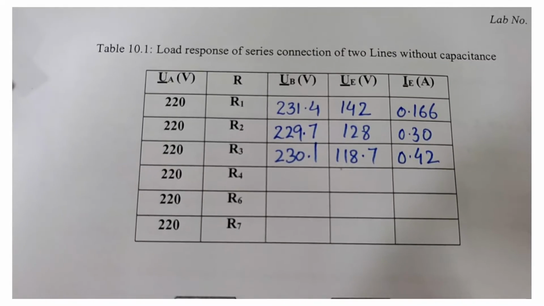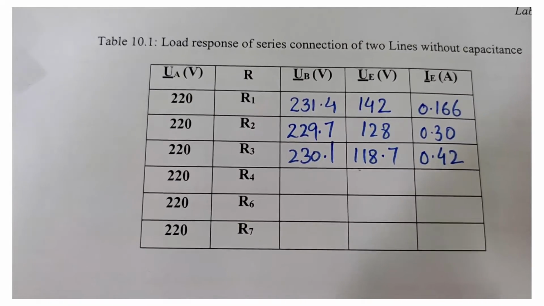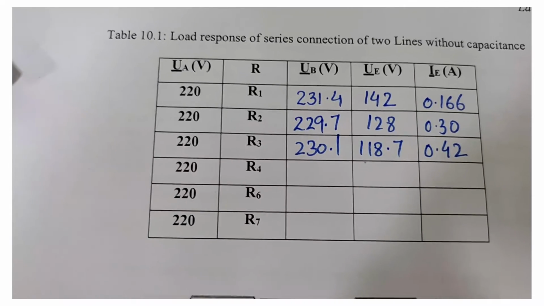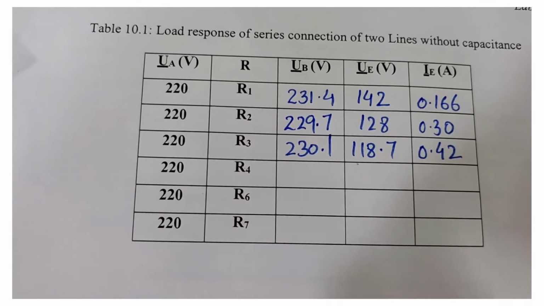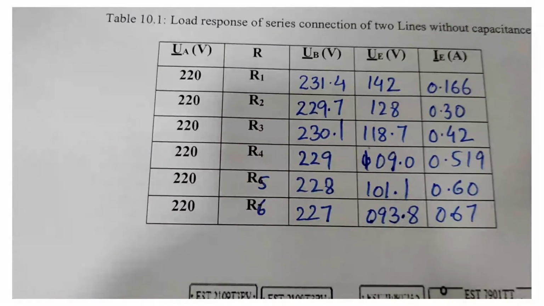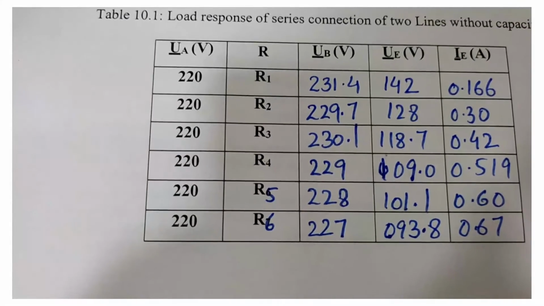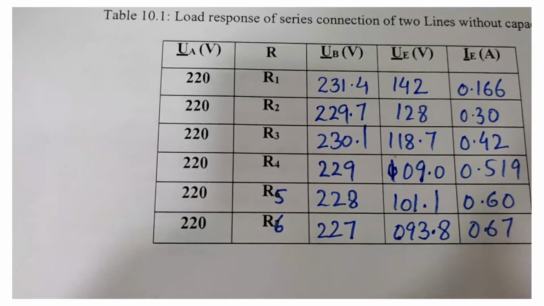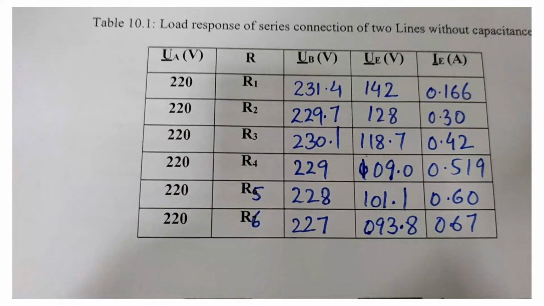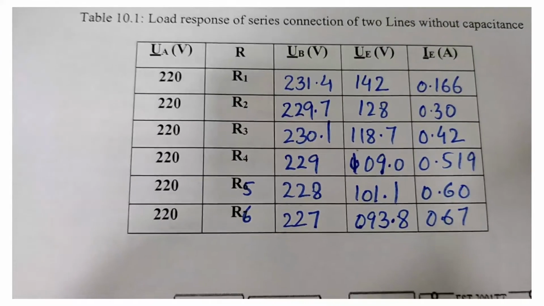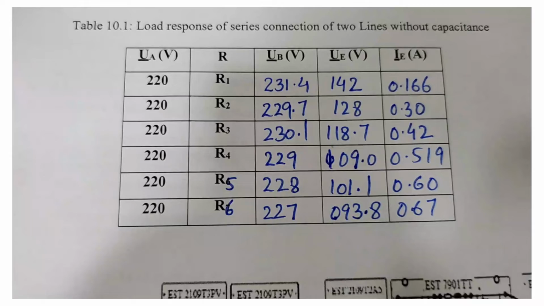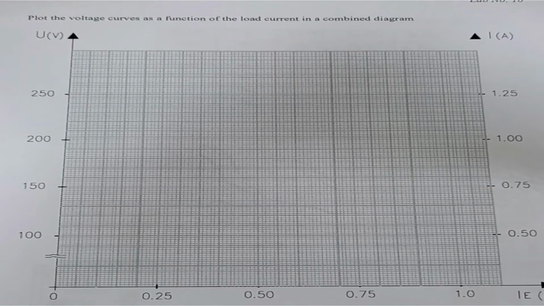In a similar manner, we will increase our load value through R4, R5, R6 and R7, and we will note down the values accordingly. So students, I have changed the load value from R5 to R6, and I have written down all the values of voltages and current. You can see here in the table. Now students, what you have to do is plot the voltage curve as a function of load current in a combined diagram, and you will see the output result here.